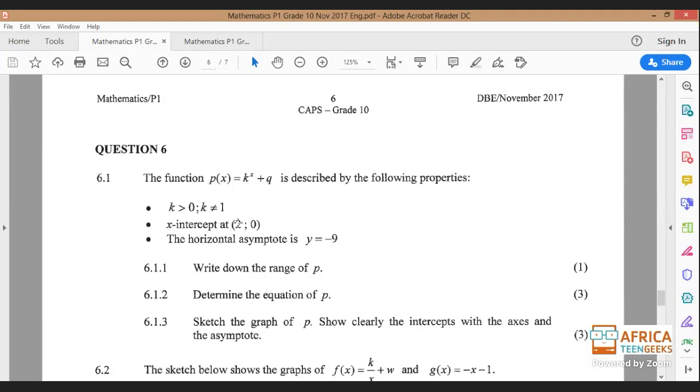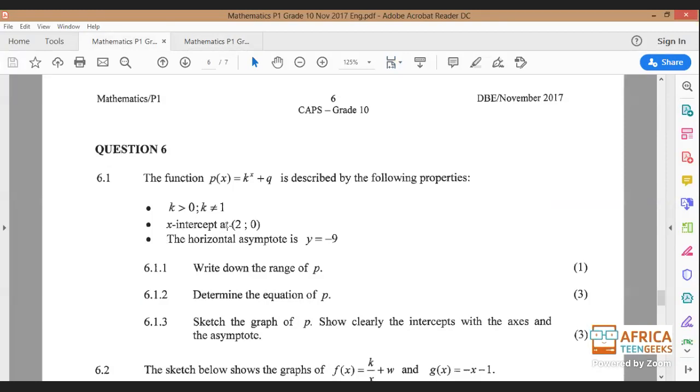No, this is not an asymptote. It basically says k cannot be equal to 1, and k is greater than 0, which means k can be 2, 3, or 4. This is the value of k. In other words, k is given by a in the formal equation.